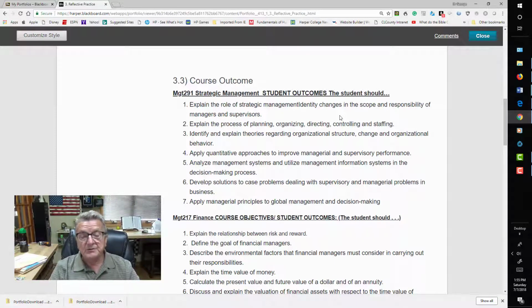Apply managerial principles to global management and decision making. Most companies, from a small business entrepreneur or sole proprietor or a partnership, or like my own company, the umbrella I'm under, an LLC, operate in a global environment. You may not have to leave the country, but the individuals or other companies that are here in the U.S.